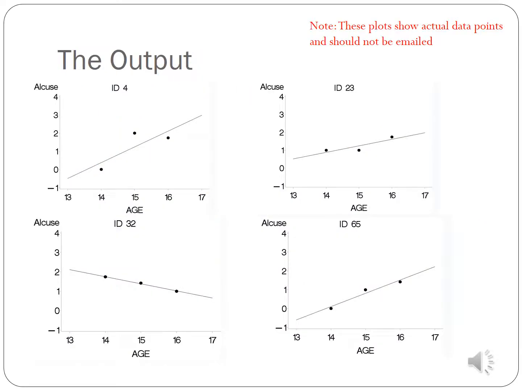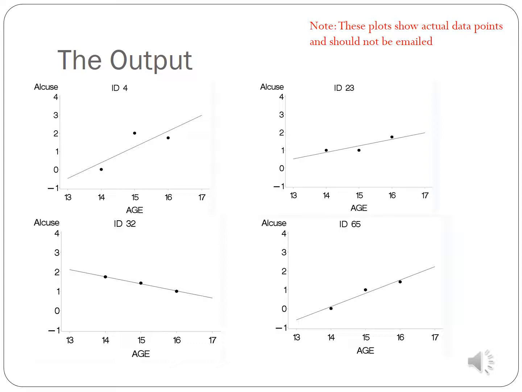So here's the output, and these are 4 IDs that you see the actual data point. And I put a note in there. So if you're doing this with your actual data, these are publicly available data and they're de-identified. So we're talking about something that we can easily do.